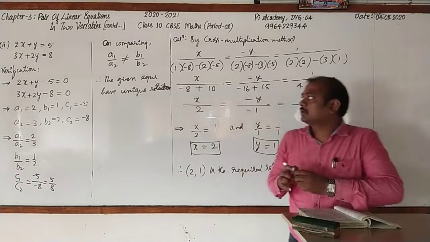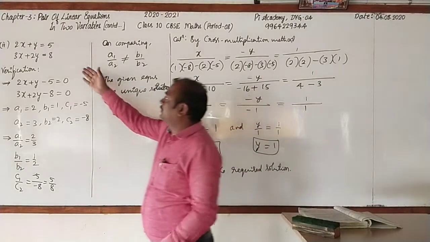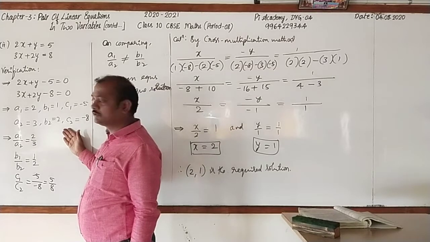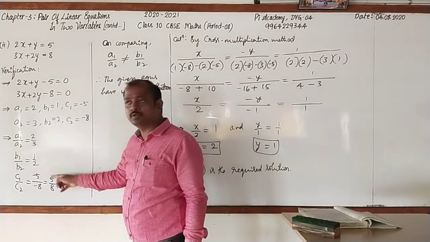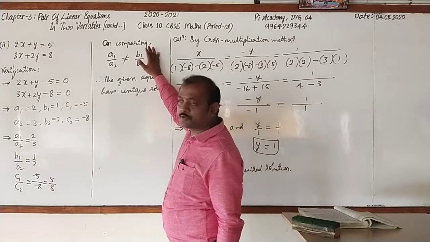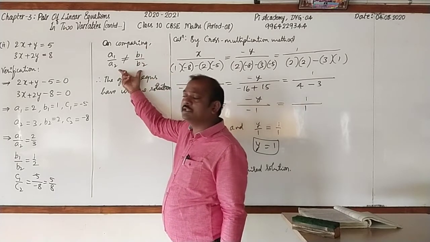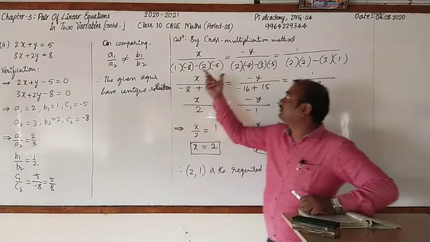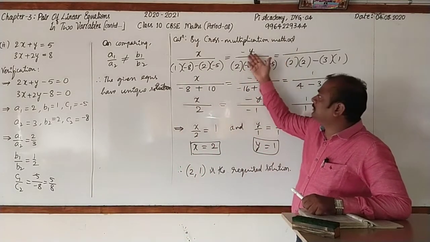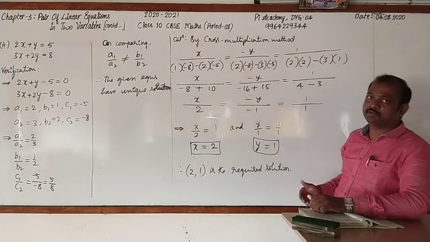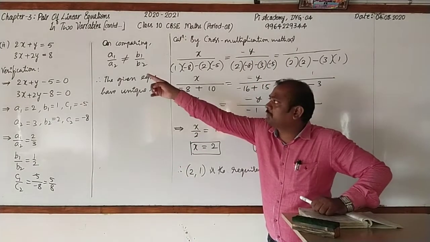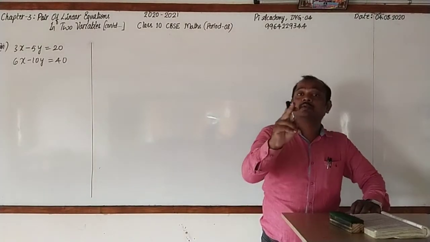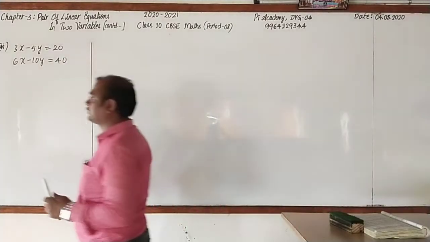Observe that. First, you write the given equations in standard form. You write the coefficients. Then you find out all the three ratios and go for comparing. If this condition is satisfied, you can say that they have a unique solution. If they have a unique solution, you can solve by the cross multiplication method by following these steps. Please go for copying from there to here. Go through the third one and go on writing with me also.